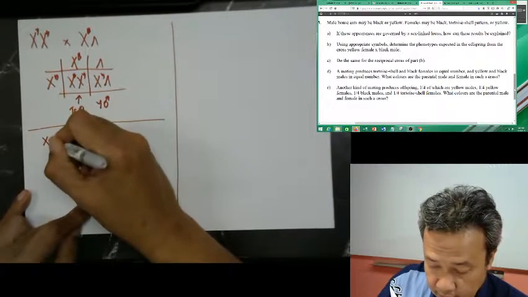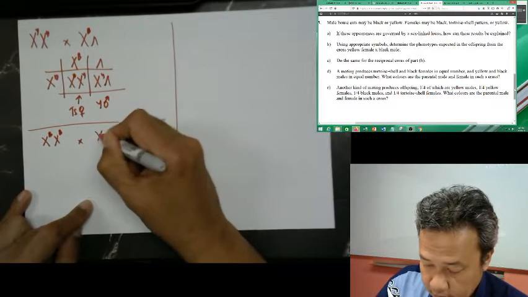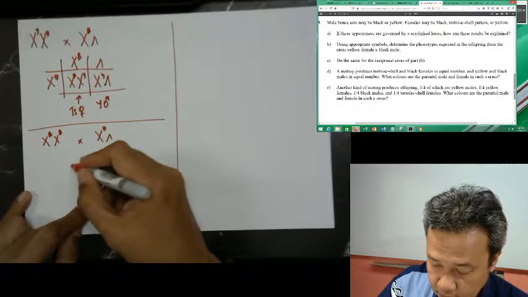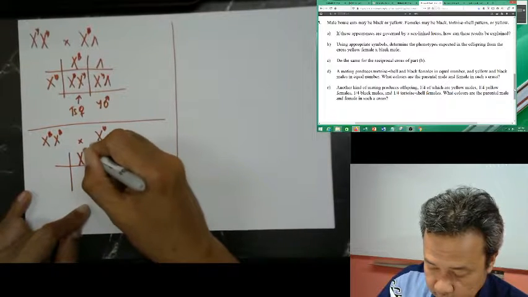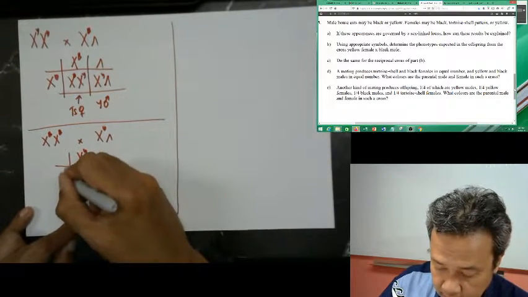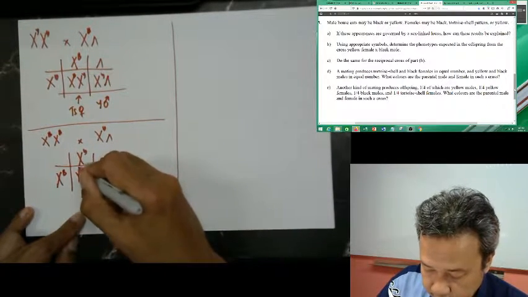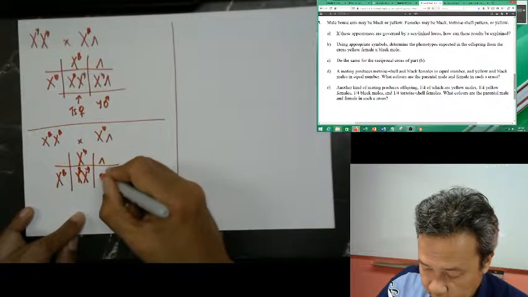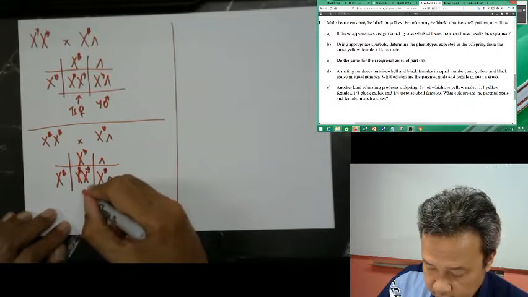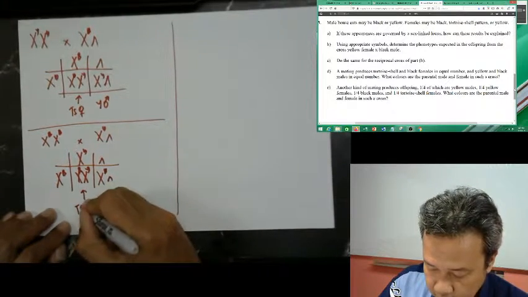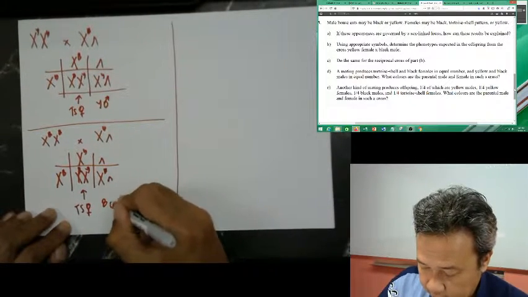So you have X^B X^B crossed with X^Y Y. Similarly, you will have X^Y and Y, and then X^B. So here you will have X^B X^Y, and then X^B Y. So in terms of phenotype, here you will get a tortoiseshell female, and here you will get a black male.